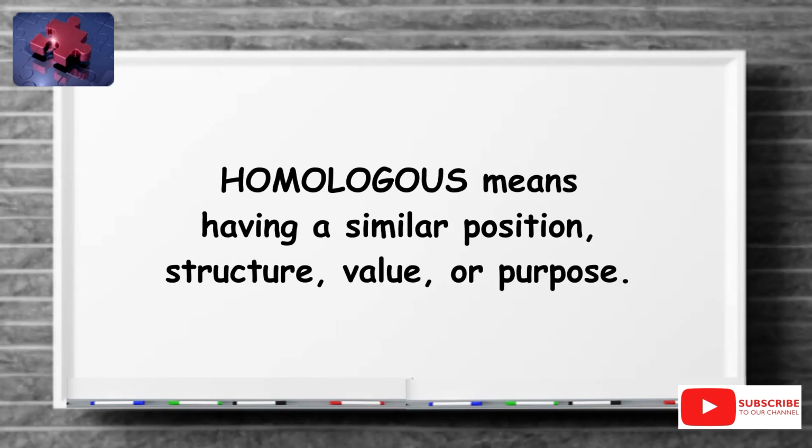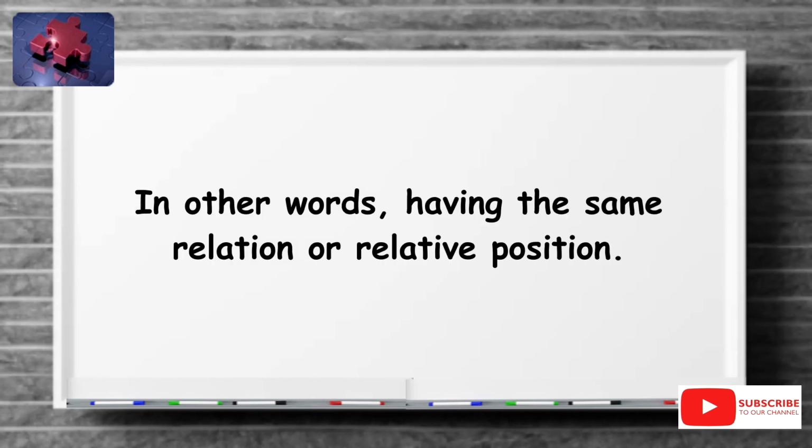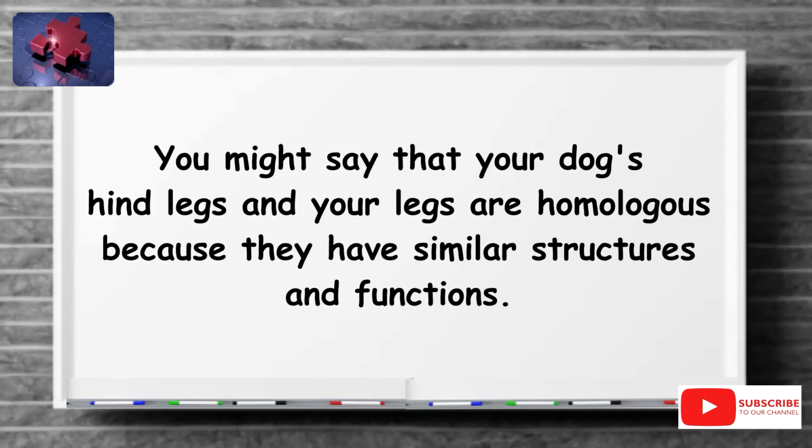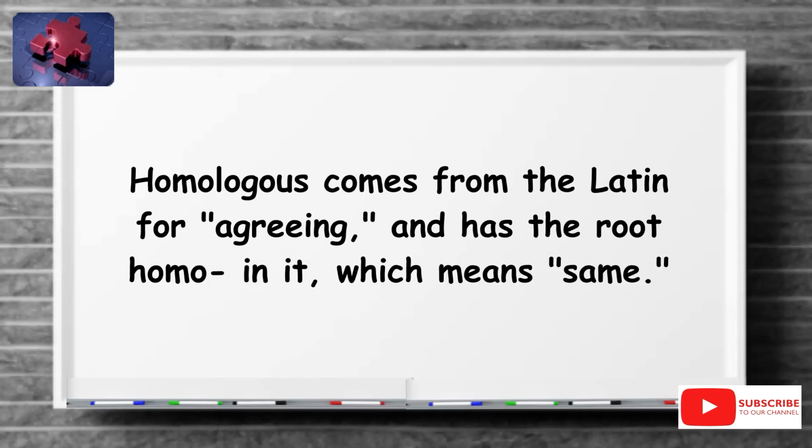Homologous means having a similar position, structure, value, or purpose. In other words, having the same relation or relative position. Something homologous is similar in function to something else. You might say that your dog's hind legs and your legs are homologous because they have similar structures and functions. Homologous comes from the Latin for agreeing, and has the root homo in it, which means same.